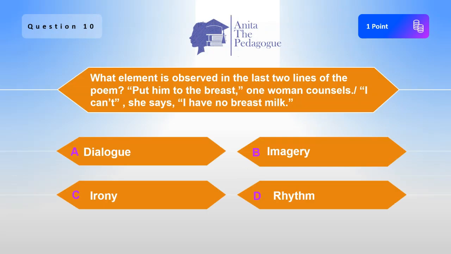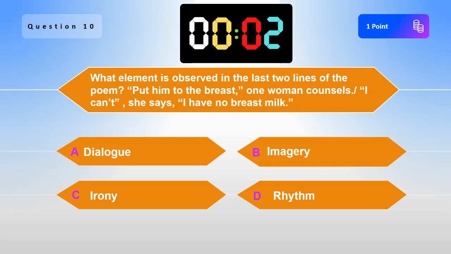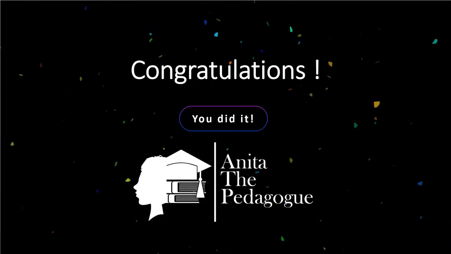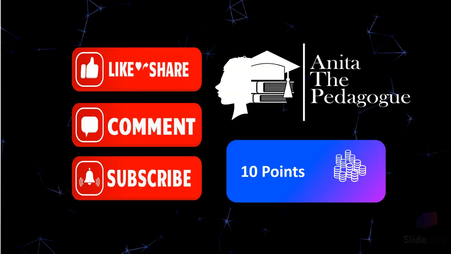What element is observed in the last two lines of the poem? "Put him to the breast," one woman counsels. "I can't," she says. "I have no breast milk." A. Dialogue, B. Imagery, C. Irony, D. Rhythm. The answer is A. Dialogue.